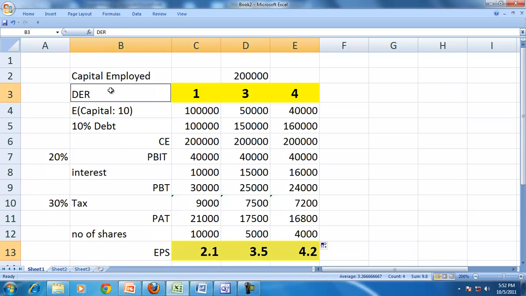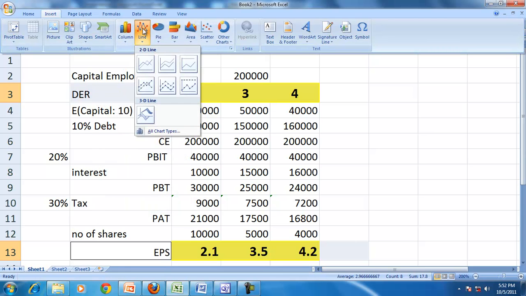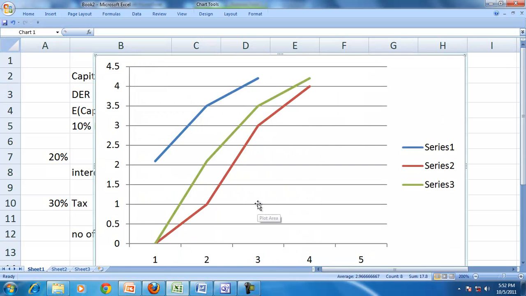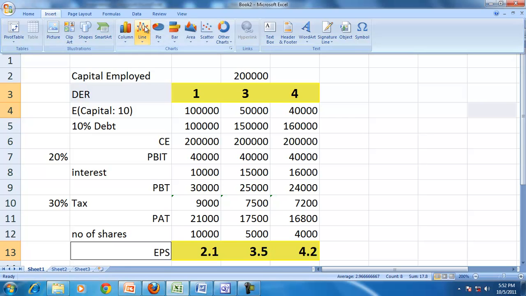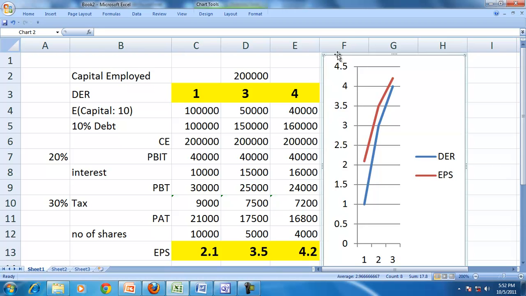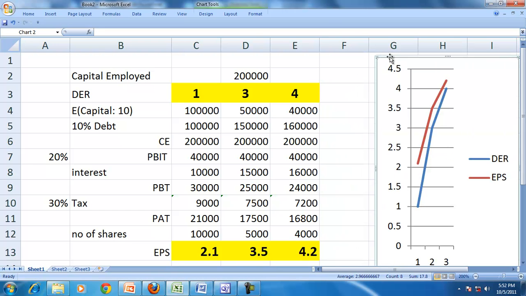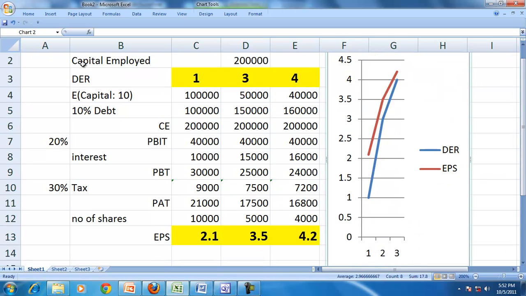Now if EPS goes up, in this example EPS has gone up because of the increase in the debt equity ratio. DER 1, 3, 4, EPS going up. So the earning per share in this example has increased with the increase in the debt equity ratio. So will this happen every time?